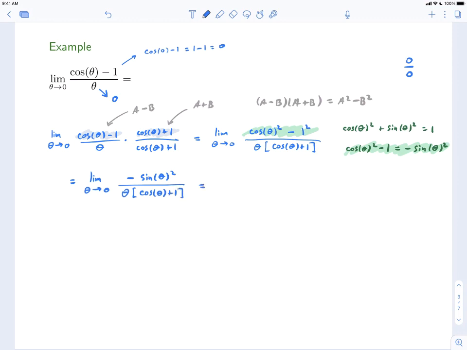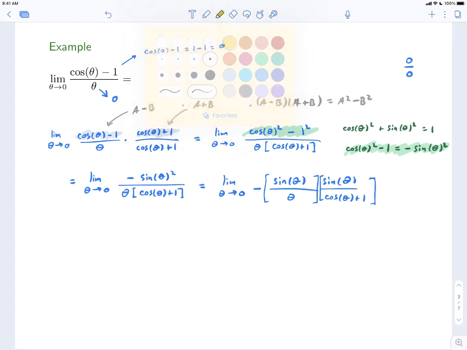Now we're going to just rewrite this slightly. So it's the limit as theta goes to 0, and we're going to write this as minus, and then we'll write sine of theta squared as sine of theta times sine of theta. Now below the first sine of theta, we're just going to write theta. And then below the second sine of theta, we're going to write the rest of the denominator, cosine of theta plus 1. So now we have two fractions. And of course we have the minus sign in front. This minus sign is just that minus sign. So if we just mark that, this minus sign is that minus sign.